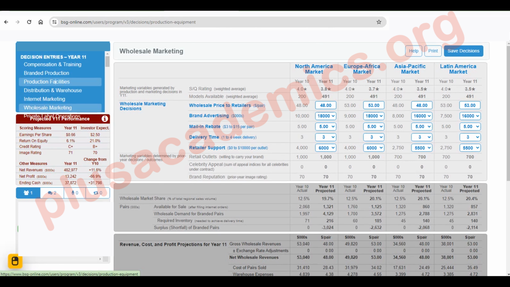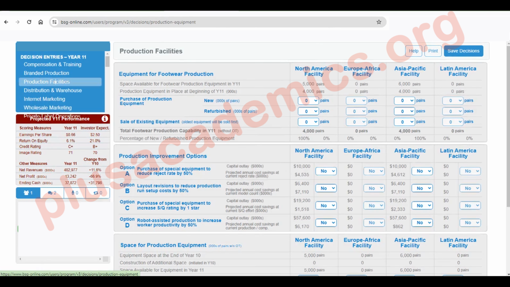Okay, now let us go to our next section of BSG, Year 11 decision, which is production facilities. And what we are going to do is first to buy new equipment, because the equipment we have currently is not enough to meet our demand. That's why you can see in North America, we are buying additional 1,000 worth of equipment, and in Asia Pacific, we are buying 2,000. These are the maximum that you can buy currently, because the production spaces are limited only to 5,000 in North America and 6,000 in Asia Pacific.